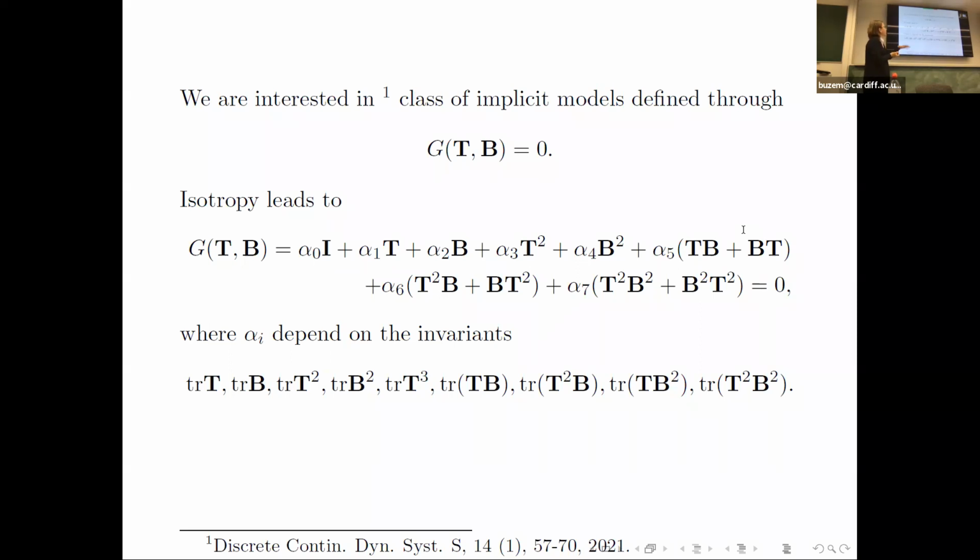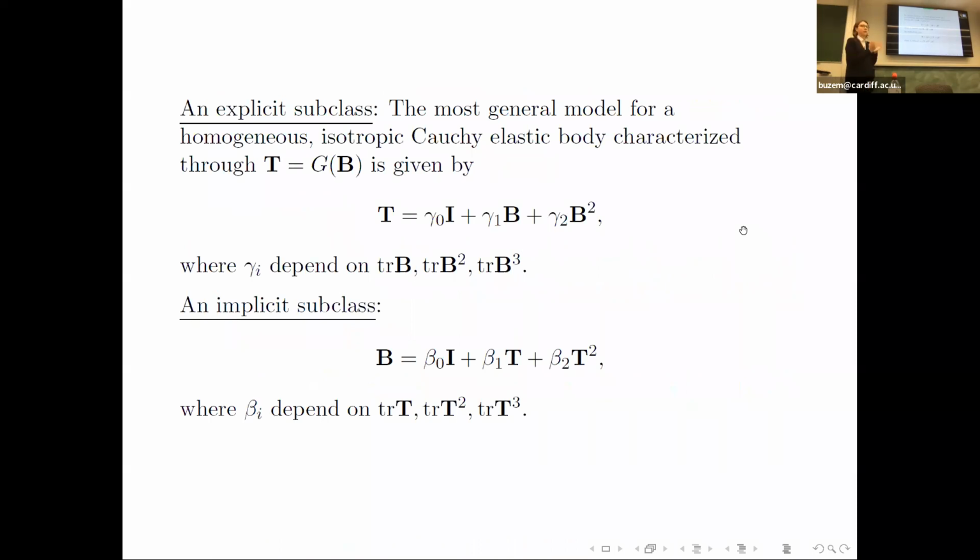But in any case, what we observe from here is that we can write stress T as a function of B using this relation, or, omitting the highly nonlinear terms, you can do that. Or the implicit constitutive theory gives us the advantage that you can write B in terms of T as well, in a nonlinear way. So let me tell you the differences between explicit and implicit modeling in this context.